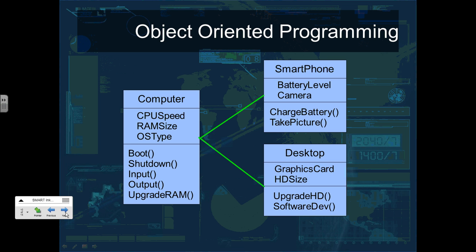Similarly, if you want to create another object called desktop, then this would inherit from this. So a desktop also has a CPU speed, RAM size, and OS type. It will also have a graphics card, and it will probably also have a hard disk. Two things you won't find in a phone. So these are two different types of computers. All smartphones are computers, all desktops are computers. But smartphones and desktops are not the same thing. Yeah? This is called inheritance. And this type of diagram is known as an object diagram, which is another type of diagram you can draw if you like. This is another type of UML diagram.